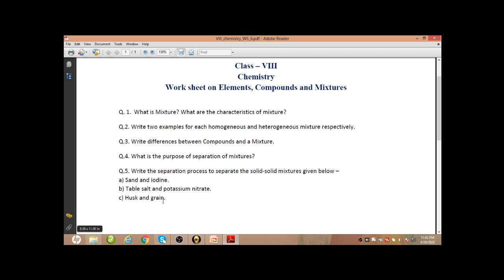Next, husk and grain can be separated using the winnowing process, as husk is light in weight. So what are the processes? First one, sand and iodine, sublimation. Next, table salt and potassium nitrate, fractional crystallization, and for husk and grain, winnowing. So these three are the processes.